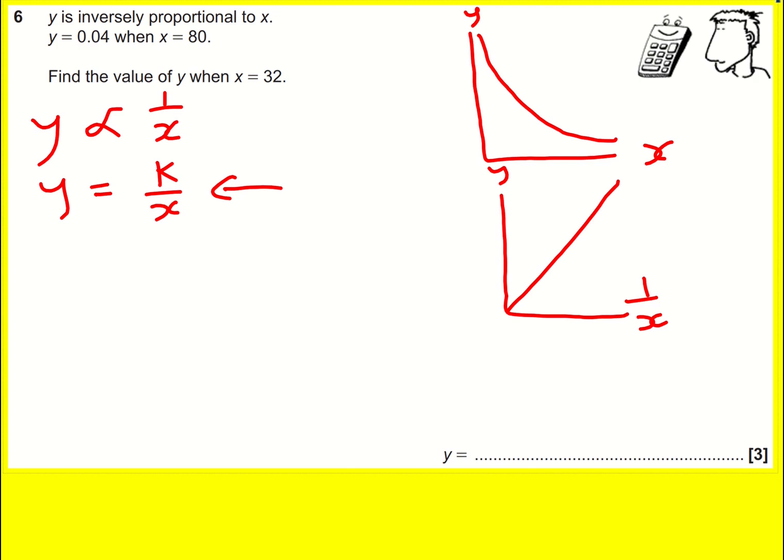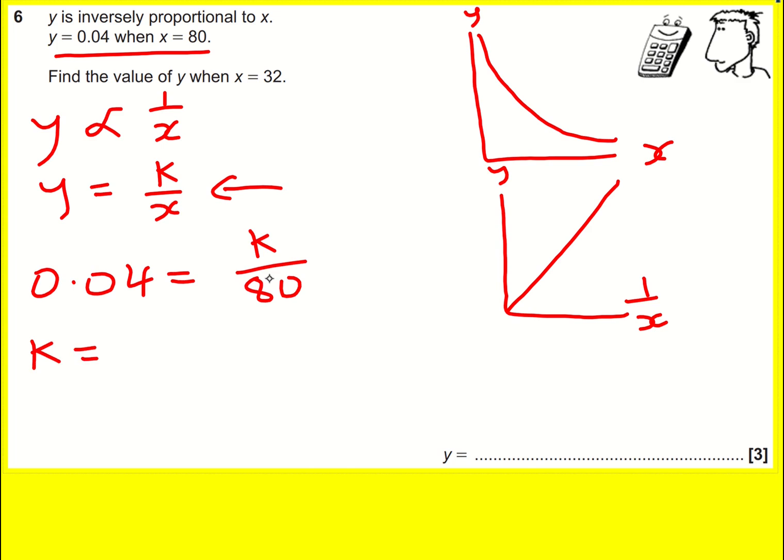All right. So we're now given one condition, but two values on this graph basically. So we can substitute it in. 0.04 equals k divided by 80, and then we can work out k by multiplying 0.04 times 80. Now this is a calculator question, but I'm going to do it without a calculator because it's useful to know these methods anyway. I can basically divide the right hand one by 10 and times the left hand one by 10, so it becomes 0.4 times 8, and then I can see that I'm going to get 3.2.